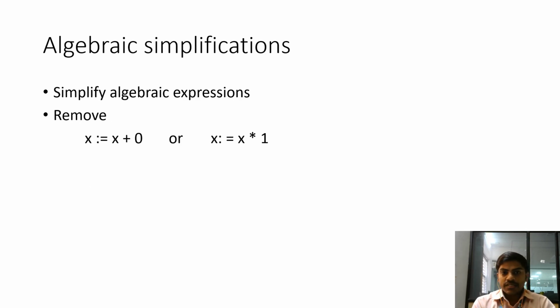Algebraic simplification is yet another optimization method in Peephole optimization, where x equal to x plus 0 has no meaning and x equal to x star 1 has no meaning. They are merely the same value but represented in order to perform some computations. But these kinds of simplifications can be carried out. These statements need not be transformed into intermediate code or target code. They can simply be ignored.